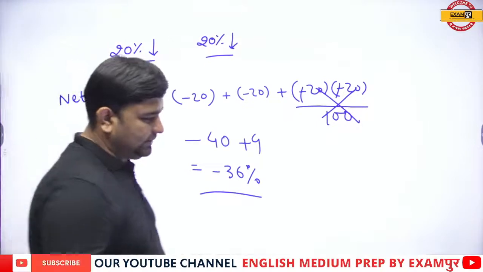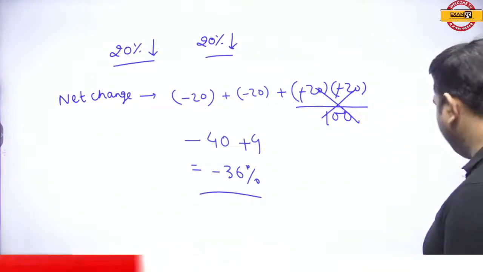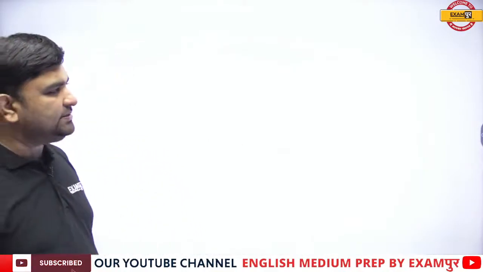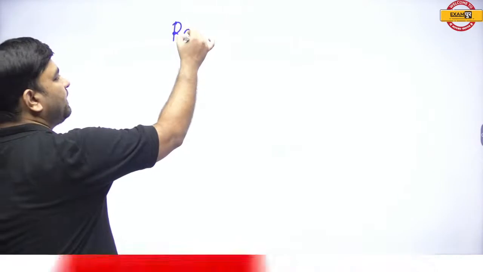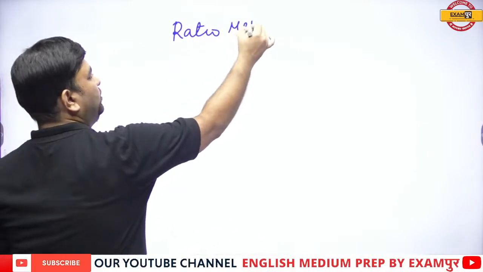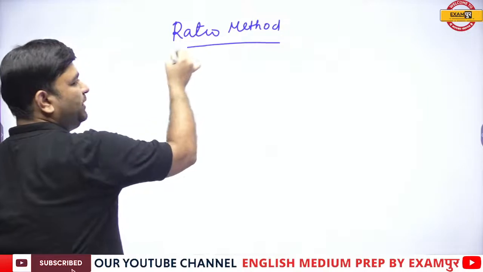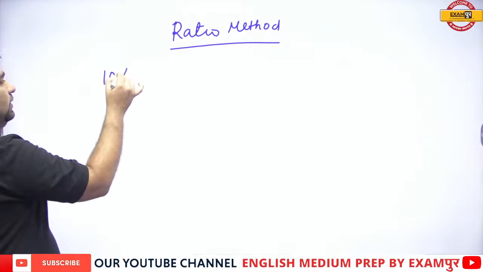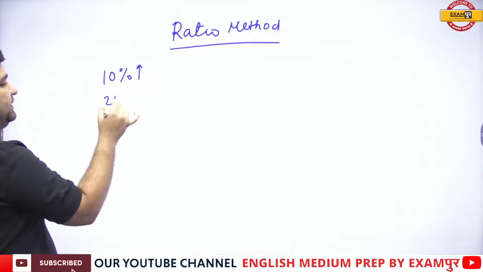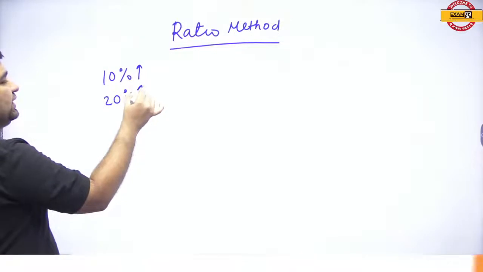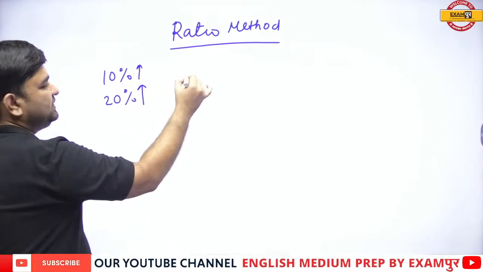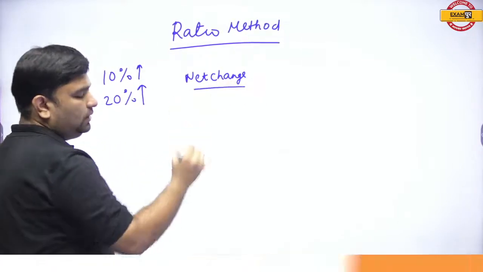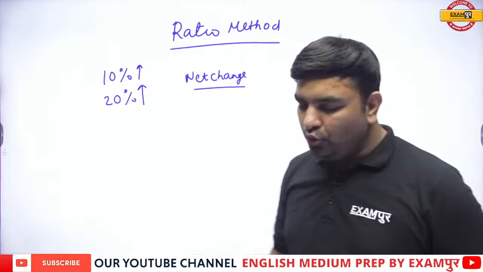Okay, then it's great. Guys, we can do all such things by the ratio method as well. Like 2 increments of 10% and 20%. What is the net change? We can do it by the effective formula, which we have already learned. Now we will do it by ratios.